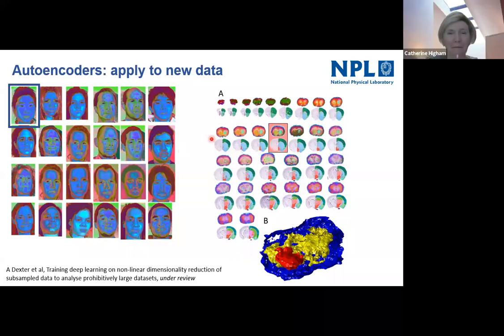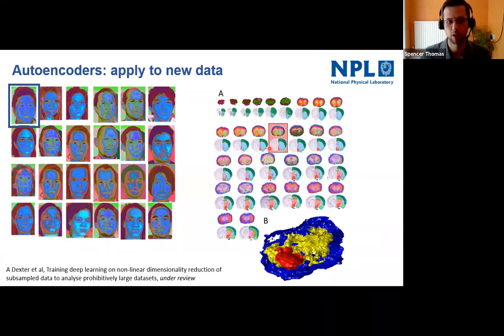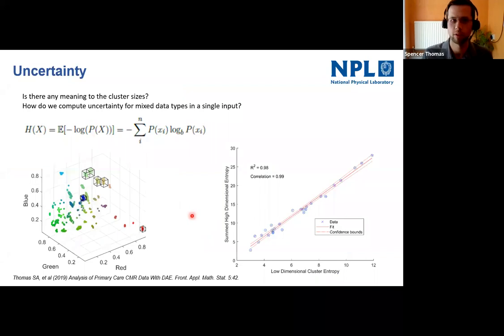So this is just another example of training it on one subset of a larger data set. So here are some hyperspectral images of faces, and here are some mass spectrometry images, and then applying it to a larger cohort of data sets and seeing very, very comparable results across them. So you can apply this to new data sets. This is probably the last one I'll spend any time on, and then I'll conclude.